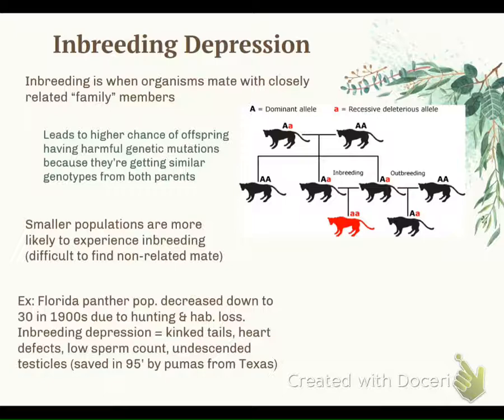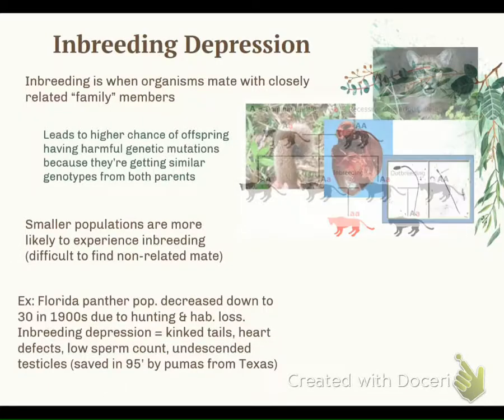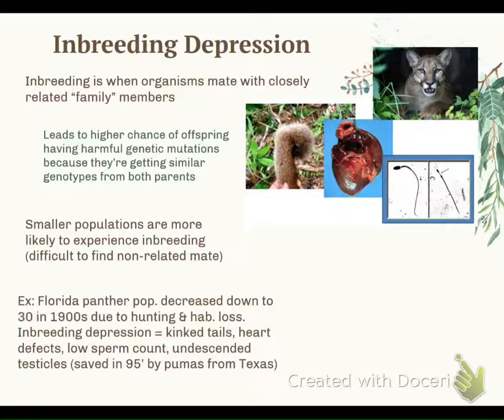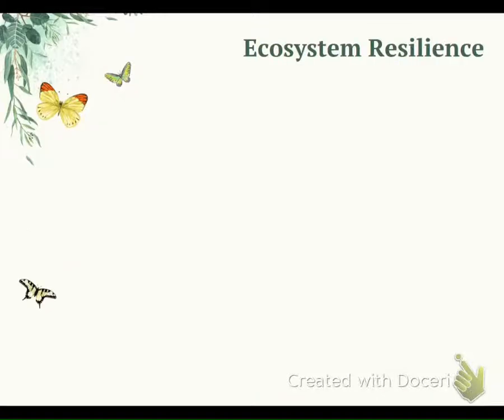For example, in the early 1900s, the panther population in Florida went down to 30 due to hunting and habitat loss. Because of inbreeding depression, there were problems with the cougar: kinked tails, heart defects, and low sperm count. However, back in 1995, cougars were brought from Texas, which alleviated this problem. If you look here, you can see the kinked tail, the heart defects, and the problems with the sperm.